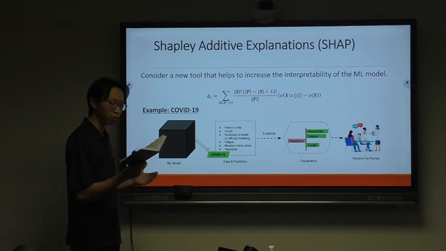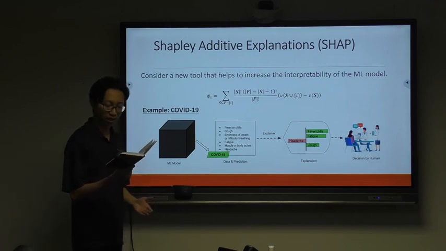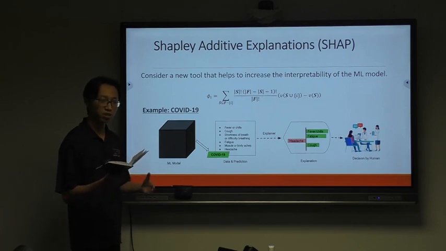The SHAP value can provide a comprehensive and consistent explanation, and also considers the combination and contribution of the features.